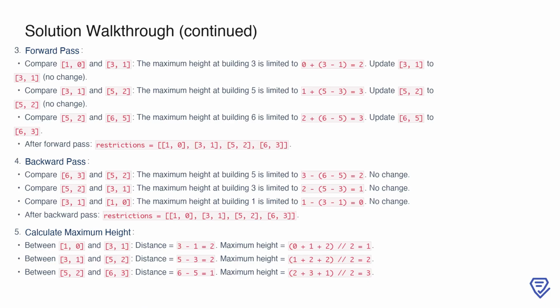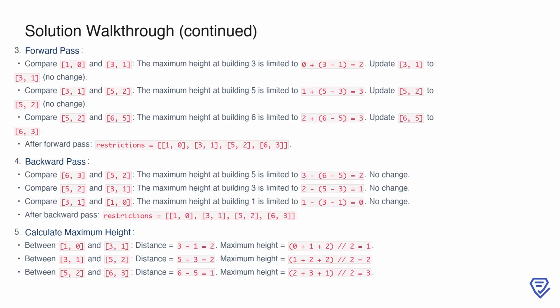Similarly, the maximum height at building 3, calculated as 2, 5 to 3 equals 1, remains valid, as does the maximum height at building 1, calculated as 1, 3 to 1 equals 0. No changes are needed during the backward pass, so the restrictions remain 1, 0, 3, 1, 5, 2, 6, 3. Finally, we calculate the maximum height.